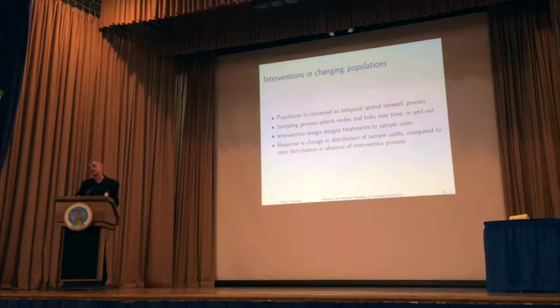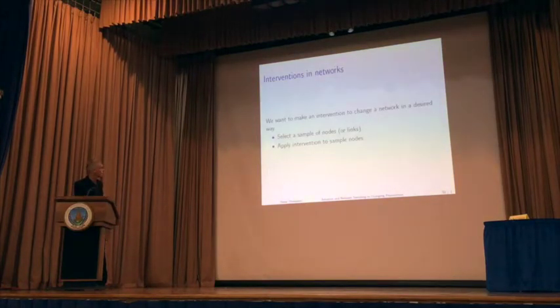There's a selection process, an acquisition process by which nodes are selected into the sample, and an attrition process by which nodes are selected out of the sample. So everything is changing, and we want to make an intervention by selecting a sample of nodes and applying the intervention to those samples.